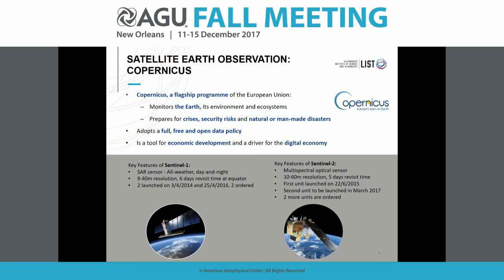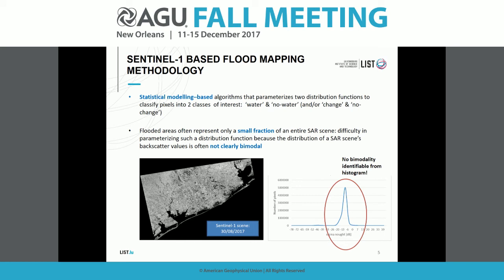We also use the Sentinel-2 data, which has, as a payload, a multispectral optical sensor. In our group, we developed an algorithm for very quickly processing these data sets so that we retrieve the information on flooded areas in a very short time. The method that we have developed is based on statistical modeling. We try to parameterize a PDF that can be attributed to the water bodies, so the signature of backscatter coming from water bodies. The challenge is to differentiate the response from the water bodies from the rest of the area. When you have large scenes like this one that was acquired on the 30th of August in Texas, it's very difficult to separate the signature from the water bodies from the rest of the image.